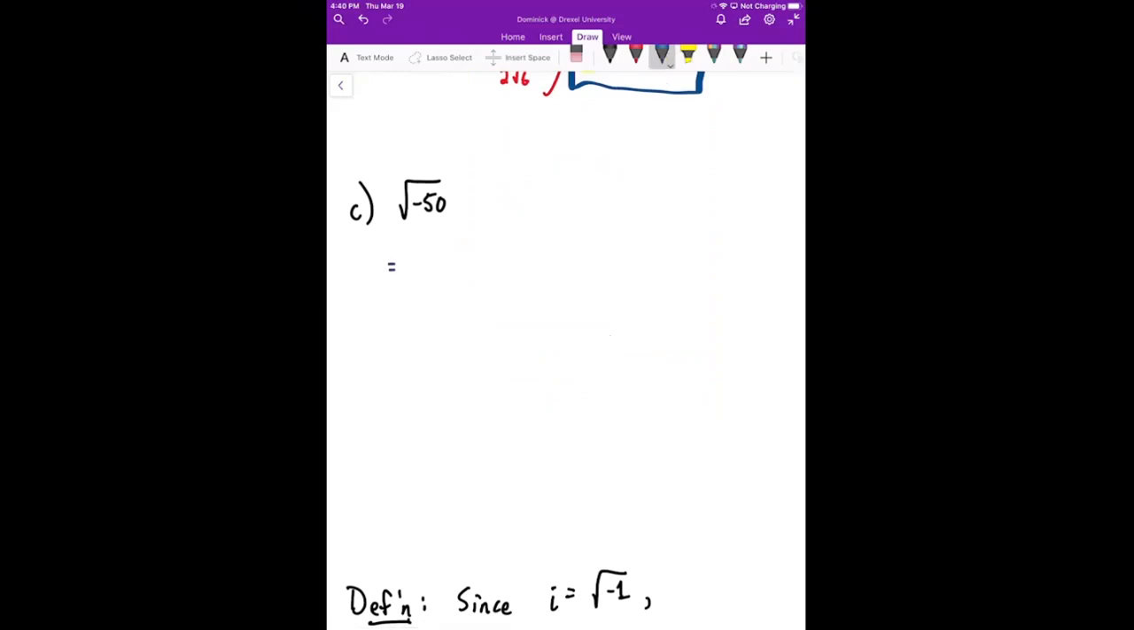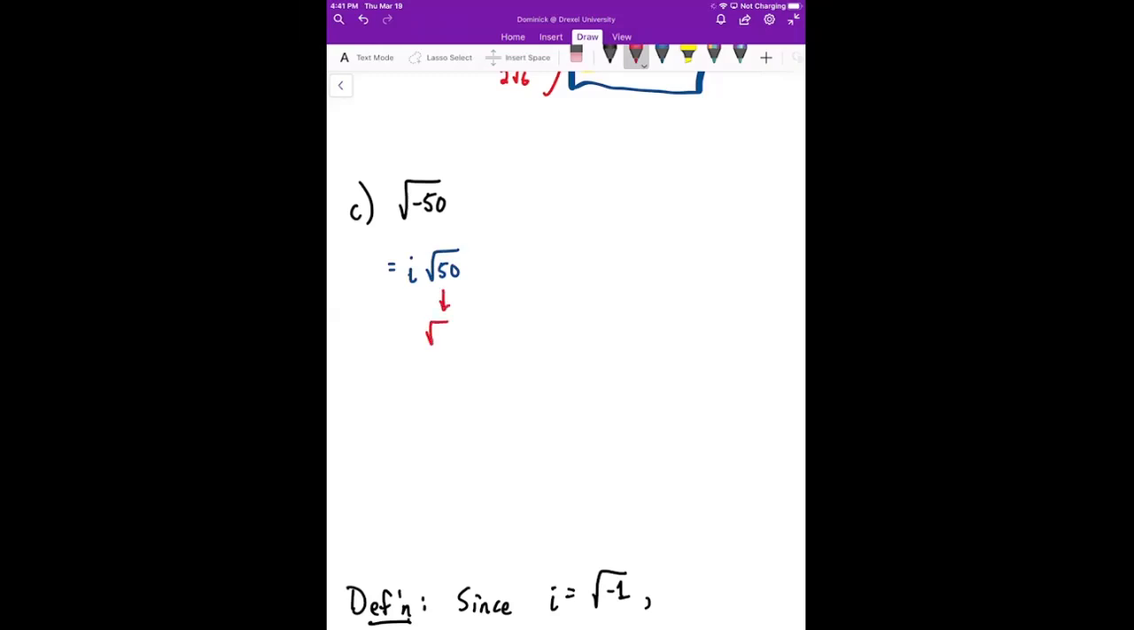So again, here you don't have a real component, because we just have the square root of a negative right away. So we can say that this is just i times square root of 50. I'm skipping the intermediate step there: if you pull out the square root of -1, we can say that that's i. All right, so now we simplify square root of 50 like we would before.